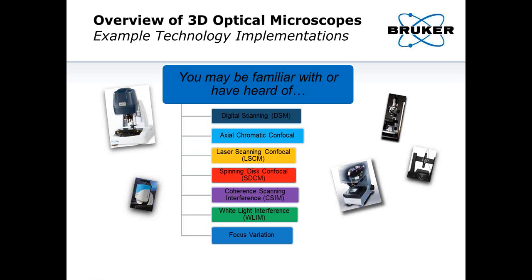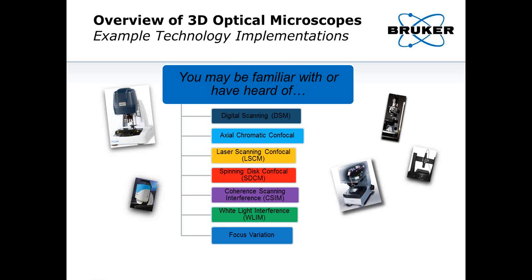There are many different ways that people make three-dimensional images using a microscope, and you might be familiar with or have heard of any or all of these different techniques. I've heard of digital scanning microscopes. I've heard that called other things. Axial chromatic confocal techniques are also valid and very useful techniques for specific applications. Laser scanning confocal microscopes, which is one of the key topics or technologies we'll focus on.